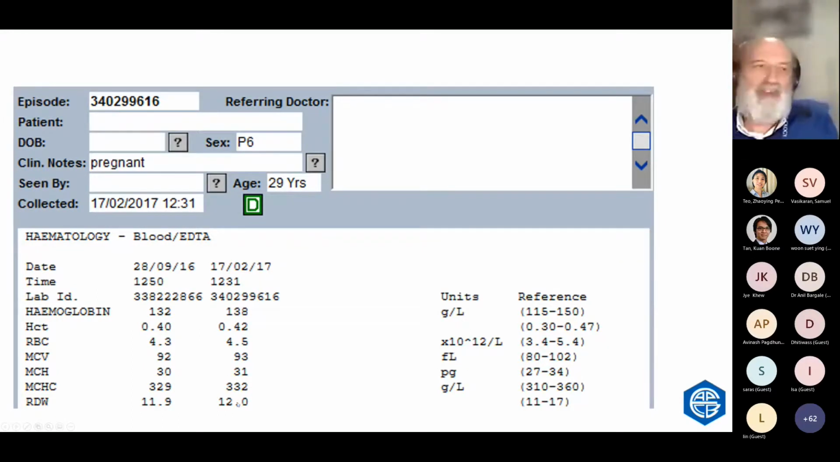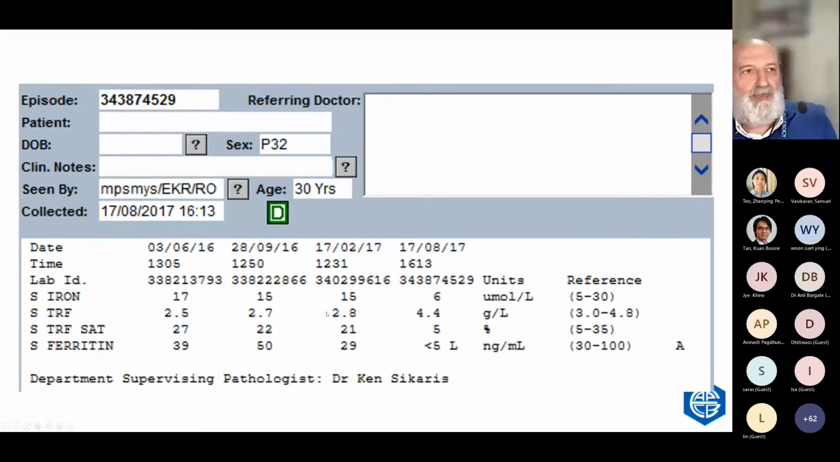A lot of antenatal guidelines say if you do the full blood count, then you don't need to do iron studies because they're not likely to be anemic. And this sort of proves the case. This patient's neither anemic nor iron deficient at 6 weeks. So they're fine to go through this pregnancy, or are they?